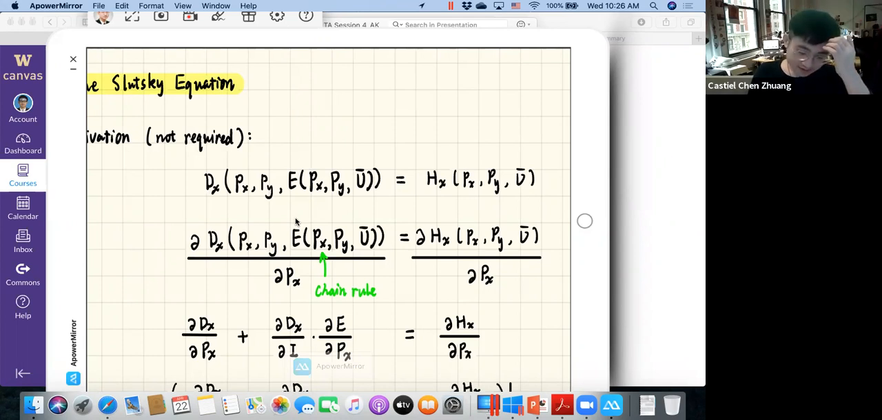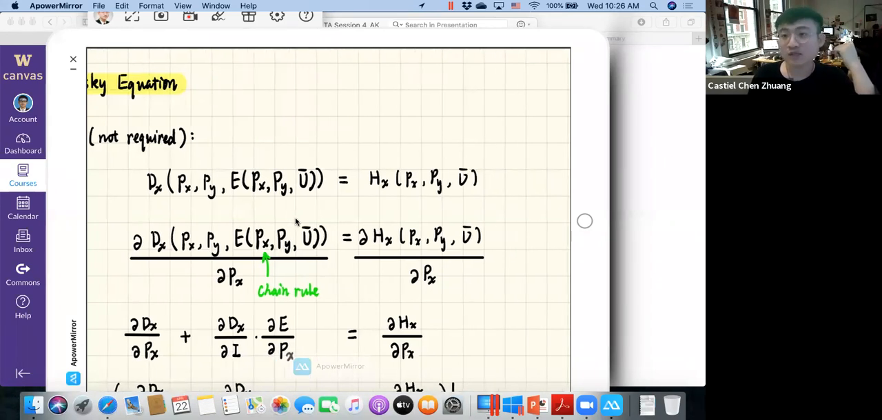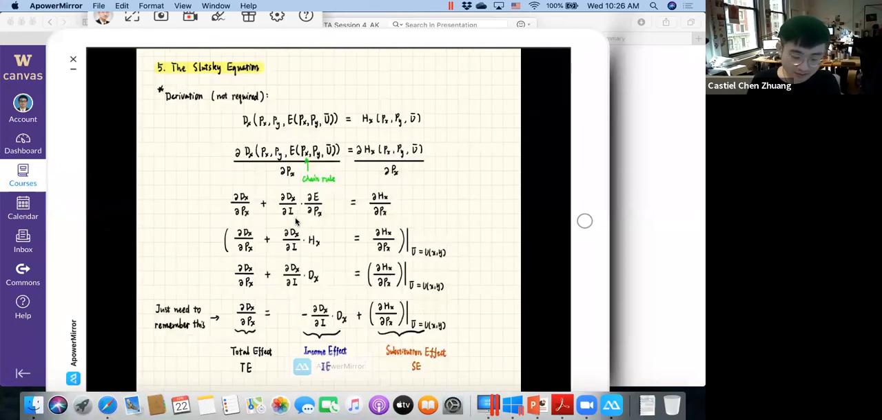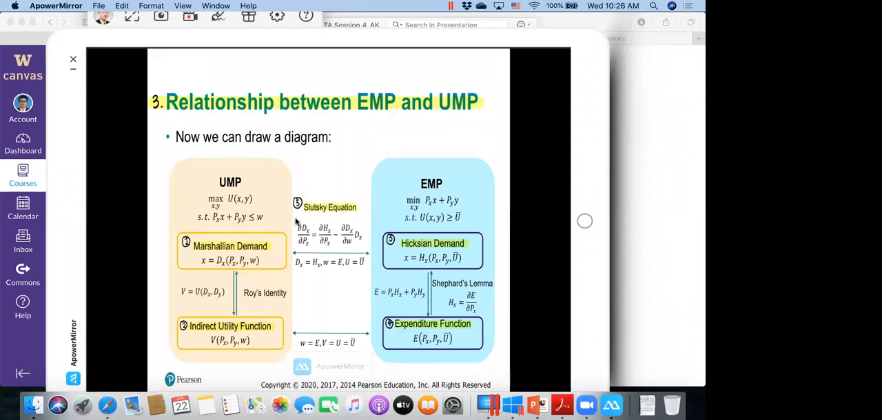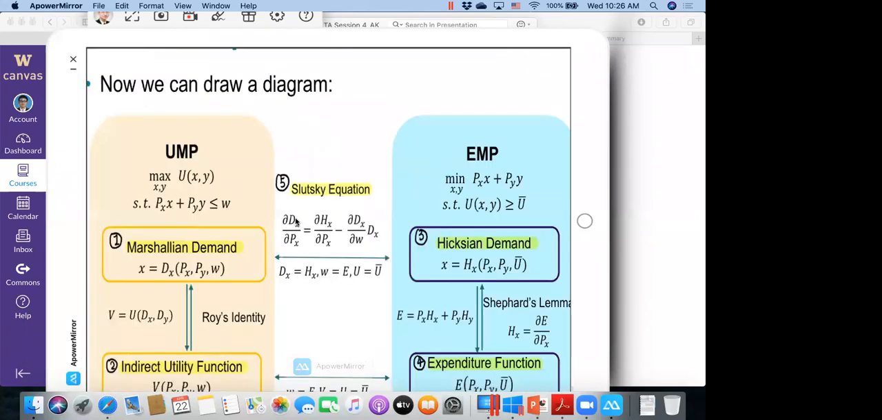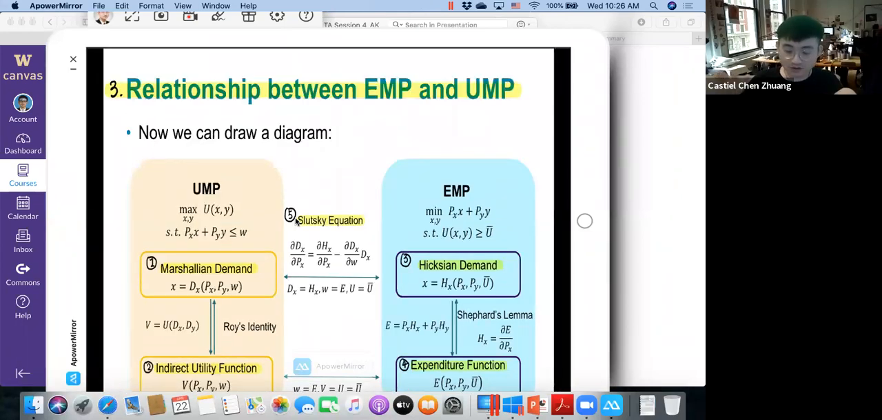I think in the textbook they have a few graphs, but I don't think they have a graph for this equation. But the idea is you want to link these two problems. And when will these two problems give you the same answer? Oh yeah, it's when their expenditure is equal to income, right? Yeah, you want to make sure that these two give you the same answer, which means the Marshallian demand is equal to Hicksian demand. And that only happens when the expenditure is equal to the income. So the expenditure in the EMP is equal to the income in the UMP.